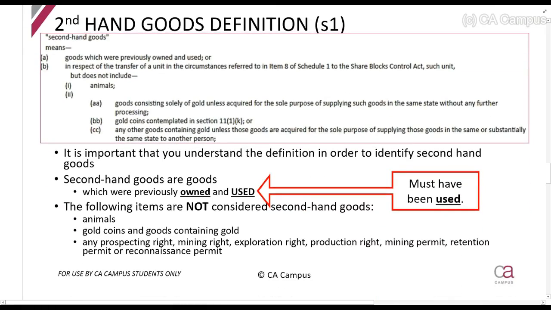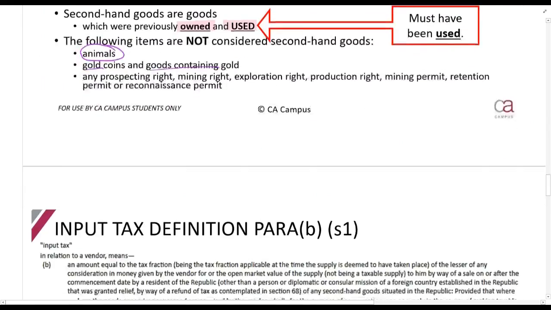So here it is explained what is second-hand goods in section 1. Second-hand goods means goods which were previously owned and used. Right? Important, it must have been owned by someone else and it must have been used. So if I sell you something, I must have used it before. If I sell you a brand new item, yes, it was owned by me first, but I haven't used it, so it's not second-hand goods. They tell you then it does not include the following: animals, goods which are gold and containing gold. Those are not considered second-hand goods, so you can't claim notional input tax.